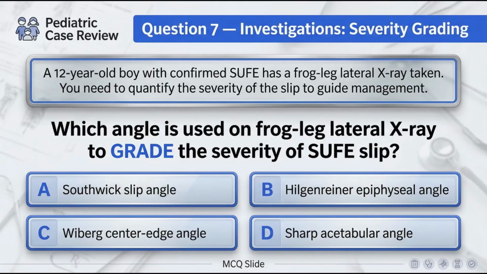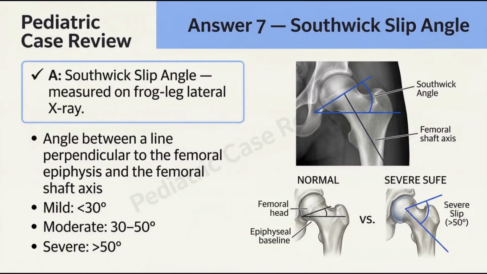Case 7. A 12-year-old boy with confirmed slipped upper femoral epiphysis has a frog leg lateral X-ray taken. You need to quantify the severity of the slip to guide management. Which angle is used on frog leg lateral X-ray to grade the severity of slipped upper femoral epiphysis slip? Option A, Southwick slip angle. Option B, Heyman-Herndon epiphyseal angle. Option C, Wiberg center edge angle. Option D, Sharp acetabular angle. The correct answer is option A, the Southwick slip angle.